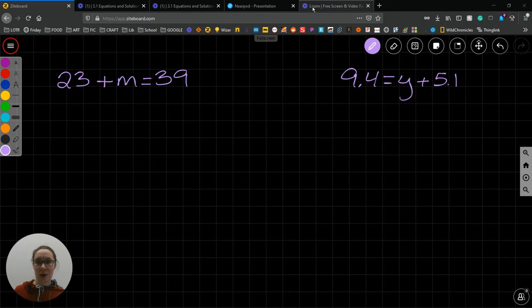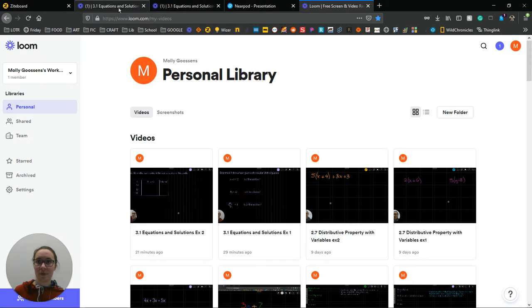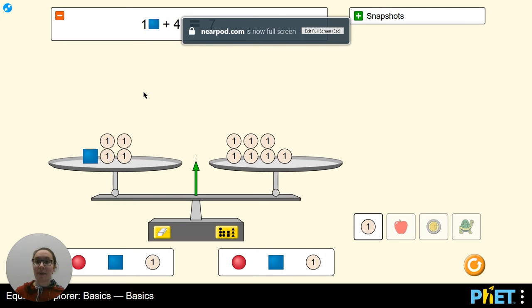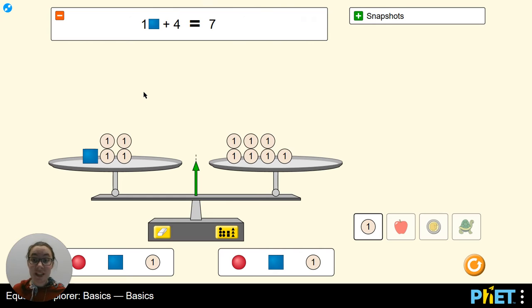So in order to show you how this works, I'm going to take us over to this PhET simulator. And what I have here is a balance scale. It's a lovely balance scale. It's very nice. An equation is a balanced thing. One box, let's call him B. B plus 4 equals 7. Okay, B plus 4 equals 7 is basically what I have here.